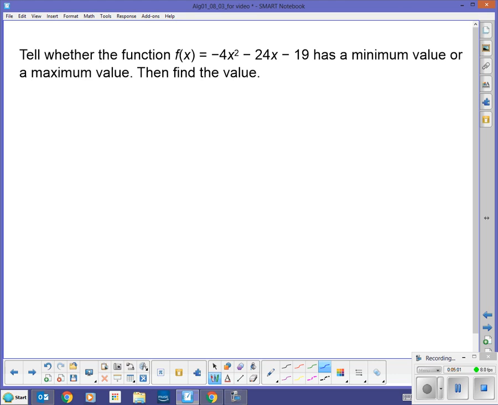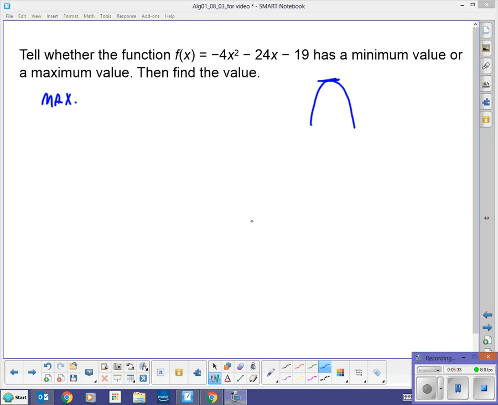And so for this one, it says, tell whether the function f of x equals negative 4x squared minus 24x minus 19 has a minimum value or a maximum value. Well, we look at the leading coefficient. It's negative 4. So negative means sad. So this parabola is going to look something like that, which means it has a maximum value. Okay, so the first number is the maximum value. And then find the value.